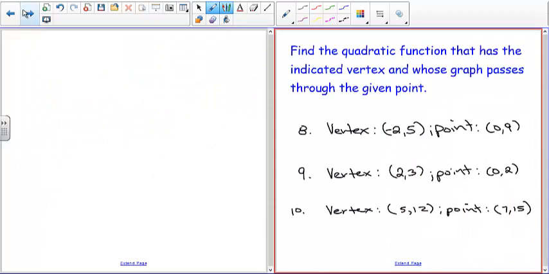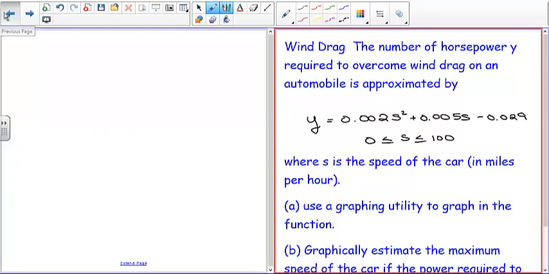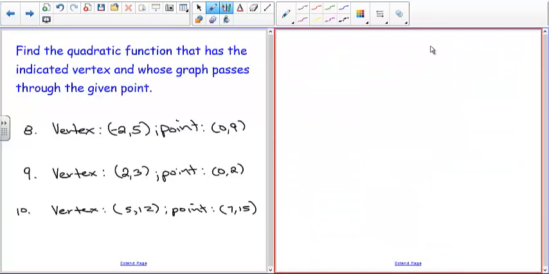And this is the last bunch, or is there some more after this? Okay, so we got this, and then we've got 2 word problems. Now it says find the quadratic function that has the indicated vertex and whose graph passes through the given point. What you do here is write the function in standard form, with an a out in front: a times x minus h squared plus k. We know what h and k are.